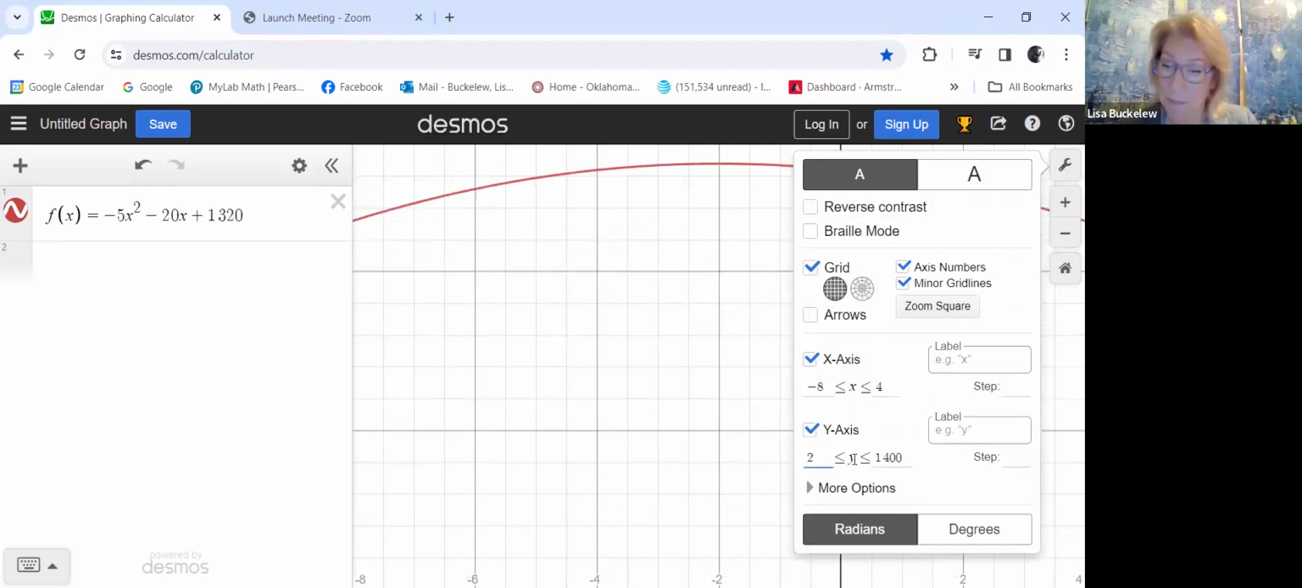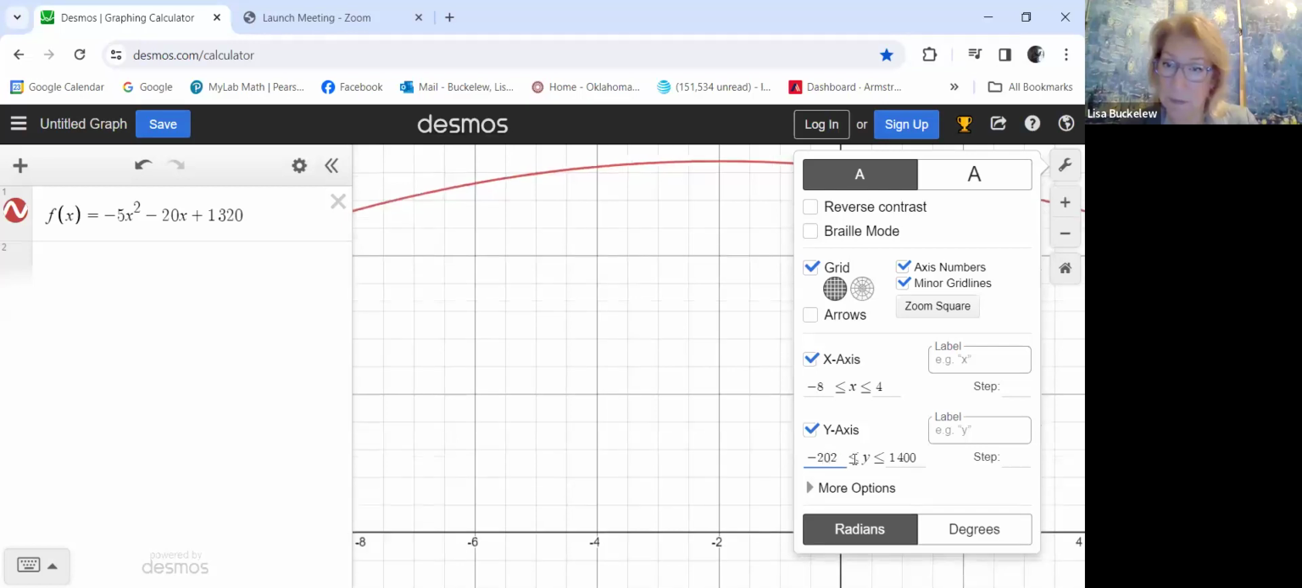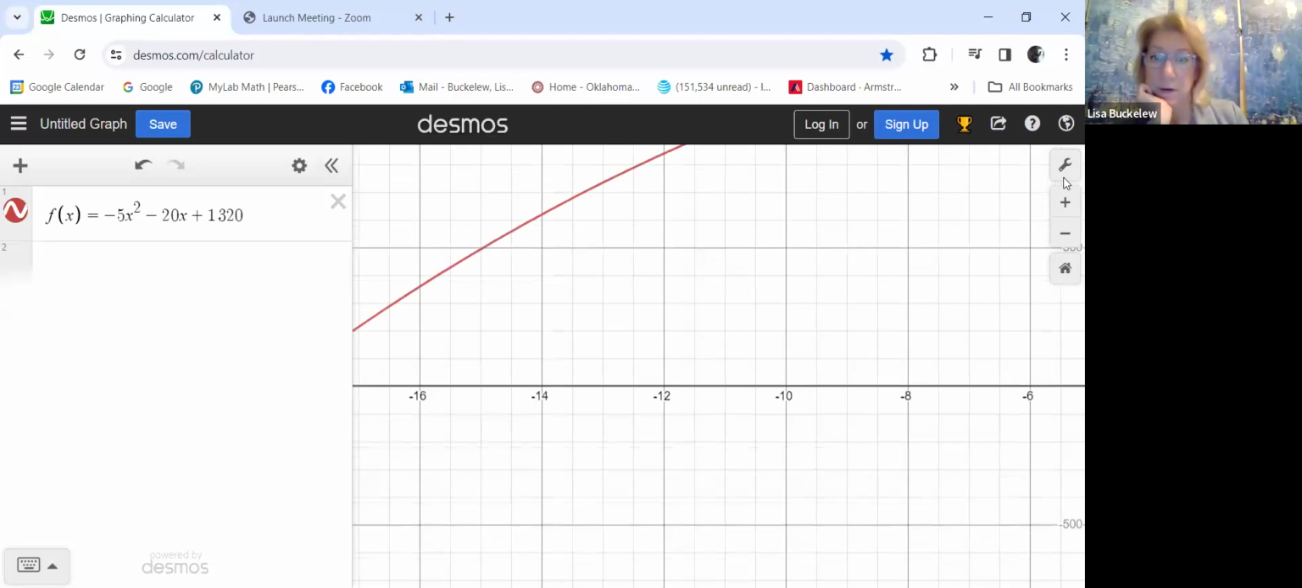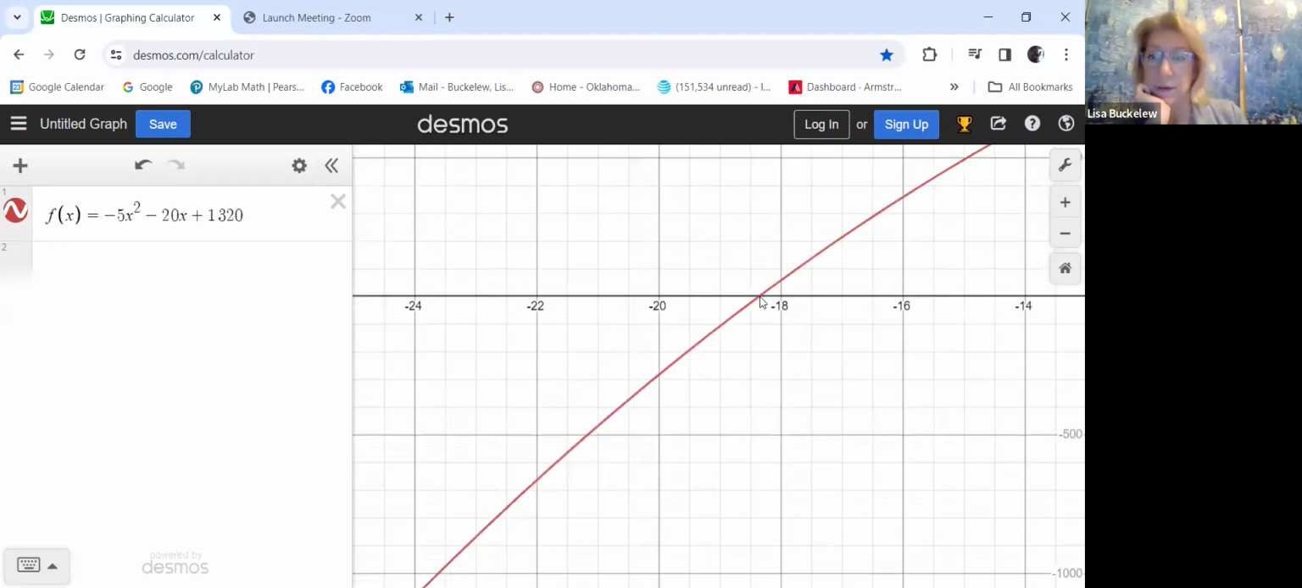Just do negative 200, something like that. Oh, now I gotta go way over here to see. So there's the x-intercept. If I click on it, there's the x-intercept. So the rest of them, you'd have to hold the cursor down to get estimates for the other points.